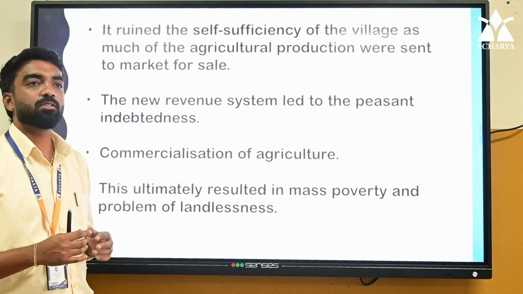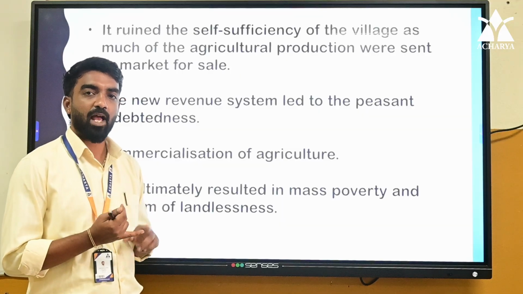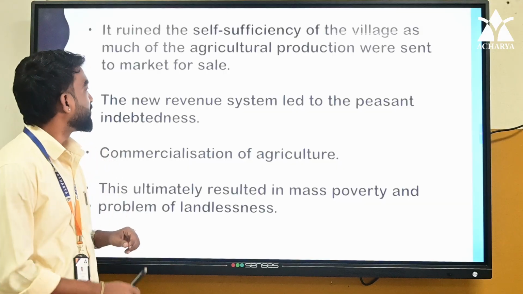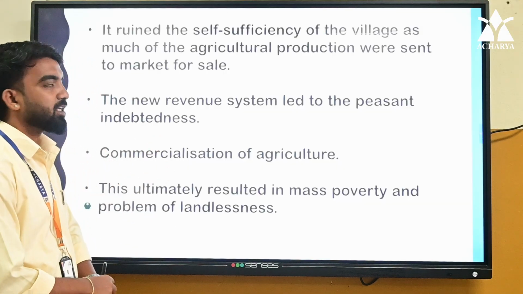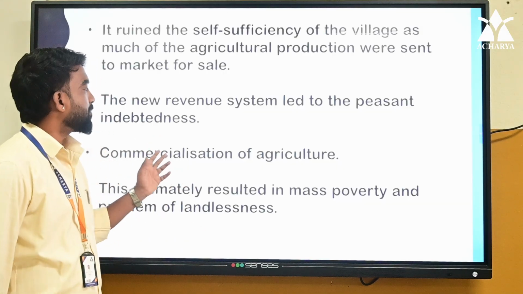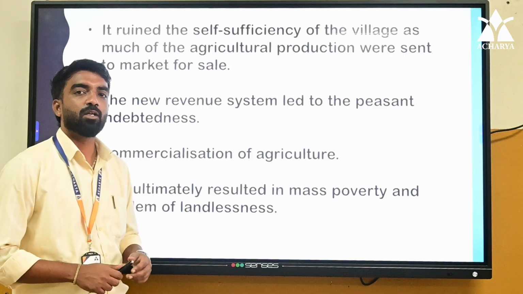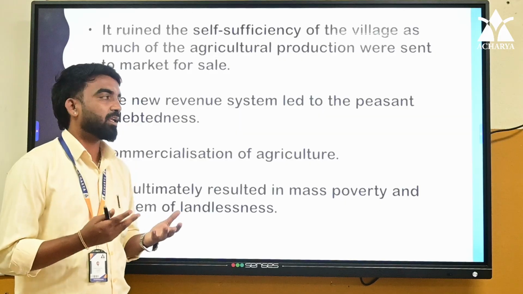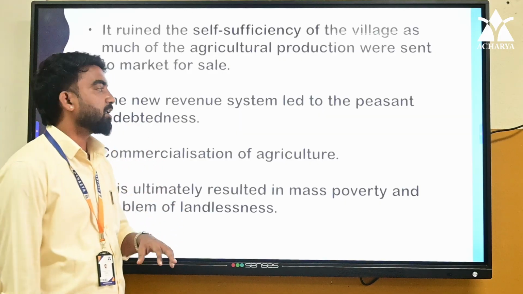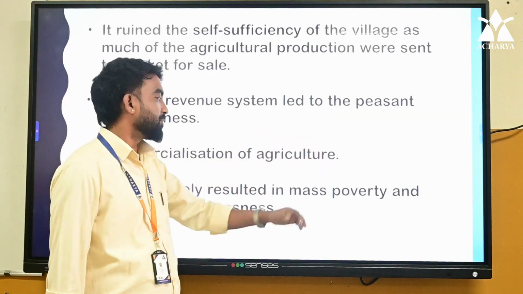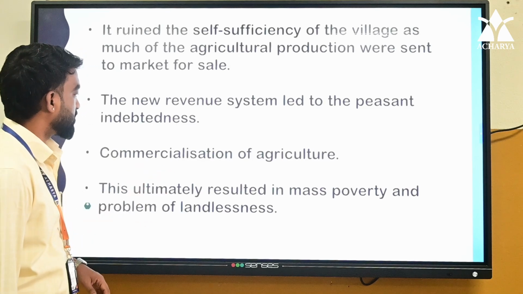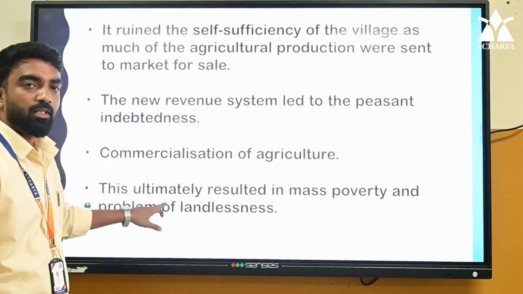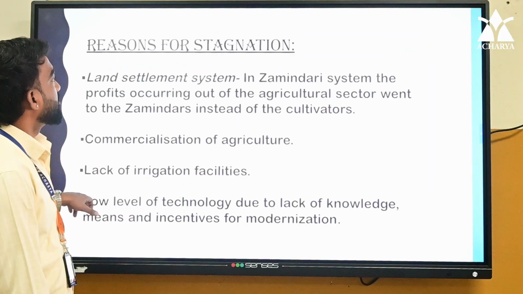Commercialization of agriculture has two types. One is growing cash crops, and the second one is growing for the sale, not for self-consumption. So the new revenue system, especially the zamindar system, led to peasant indebtedness, meaning the peasants were forced to take loans at a higher interest rate, and it added burden on the peasants. Peasants are nothing but the farmers. Commercialization of agriculture ultimately resulted in mass poverty, starvation, and deaths.